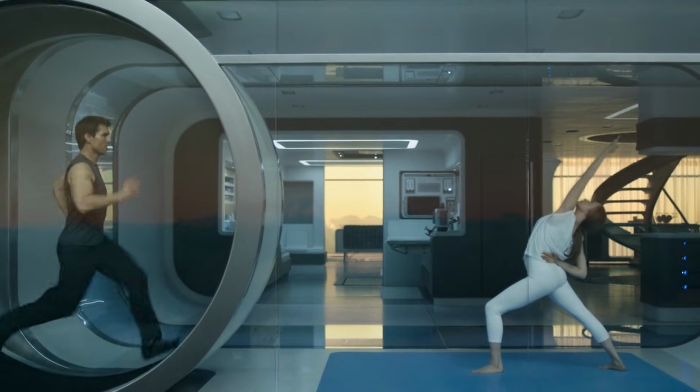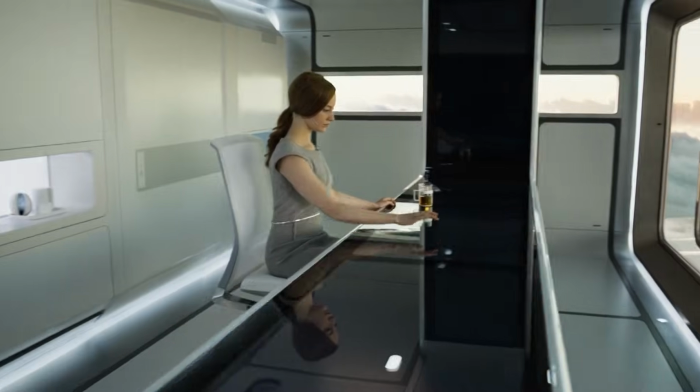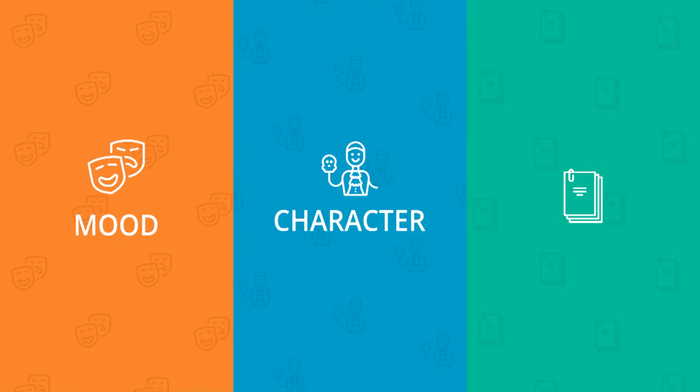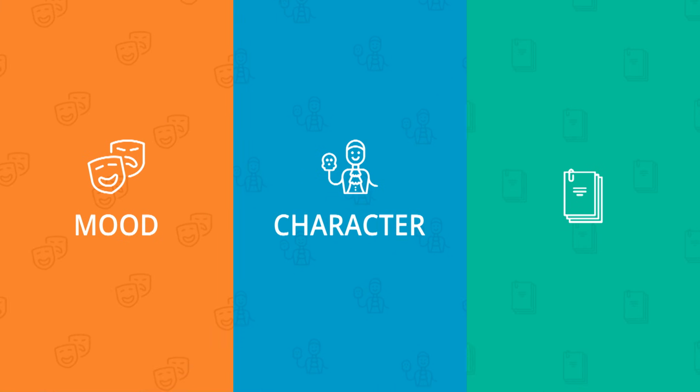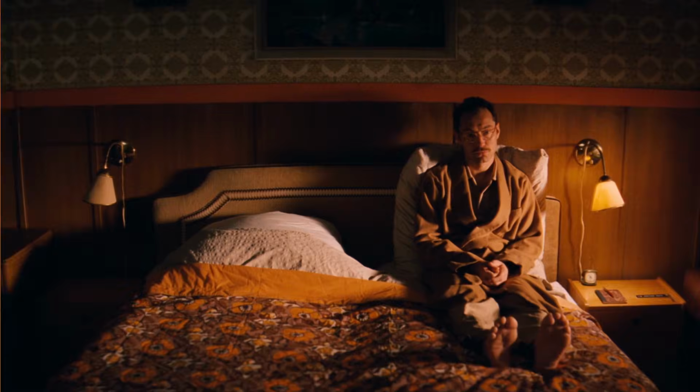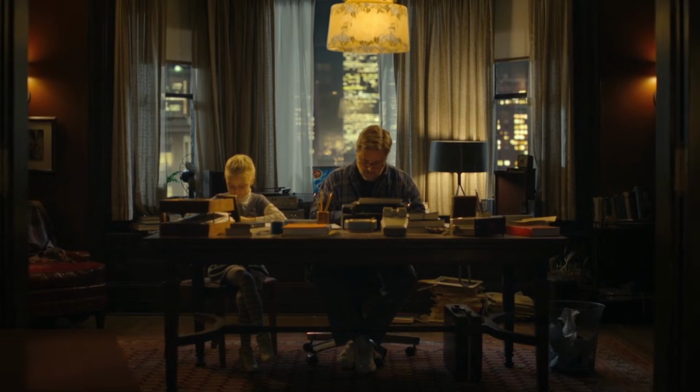But why is production design so important? Well, in three major ways. Production design sets a scene's mood, can reflect the state of a character, and lastly, it can articulate a story's themes. First, let's look at how it affects mood. Production design is often used to affect viewer feelings.